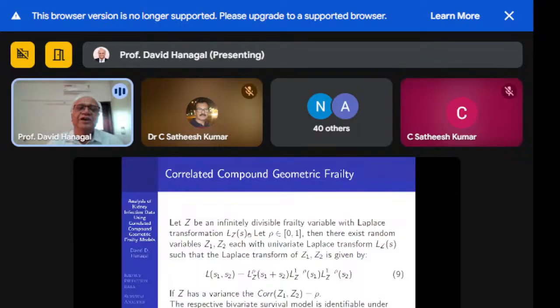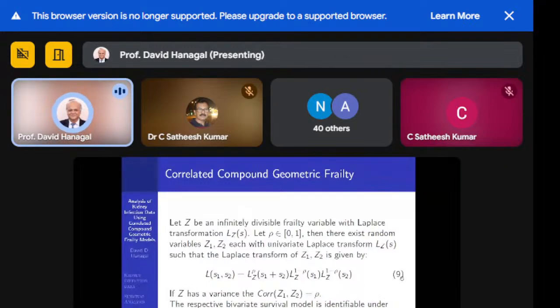There is a formula for going from univariate Laplace to bivariate Laplace. If you know the univariate Laplace, you can go to bivariate using this equation number 9. Rho is a correlation coefficient. You know the Laplace transform, just substitute, and you will get the bivariate Laplace.